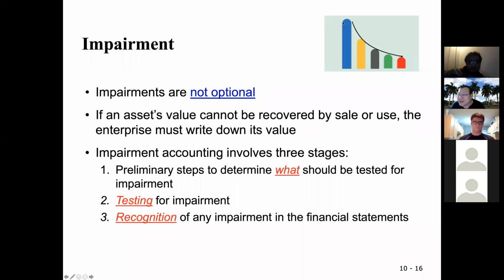You don't test the impairment of cash, right? You don't. So you first want to identify what should be tested. Before you do anything, you have to see what is the job, what is the work, right? And then second stage, you do the testing. The last one, you recognize the impairment in a financial statement. So that's the 3 stages.